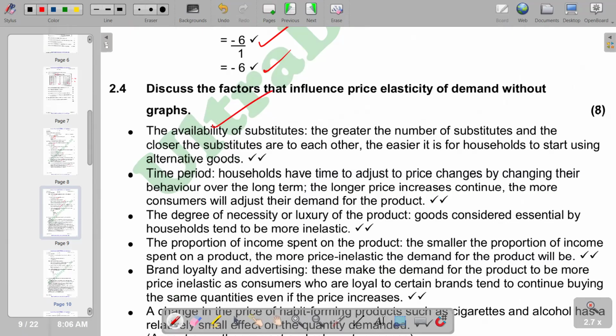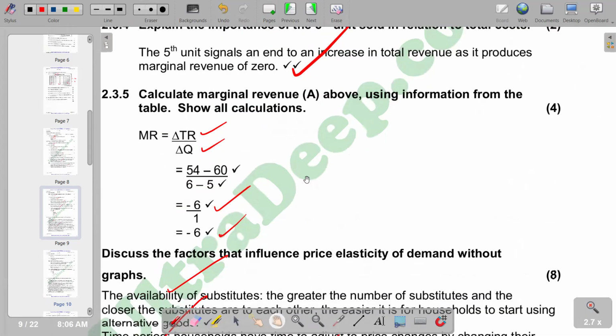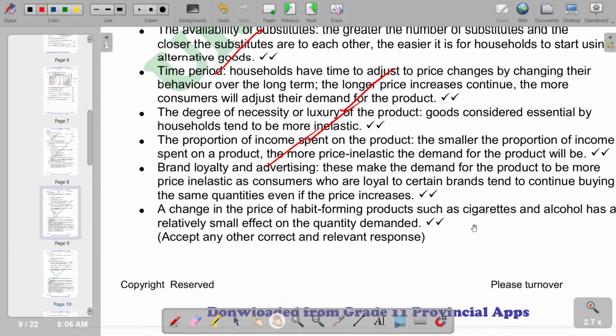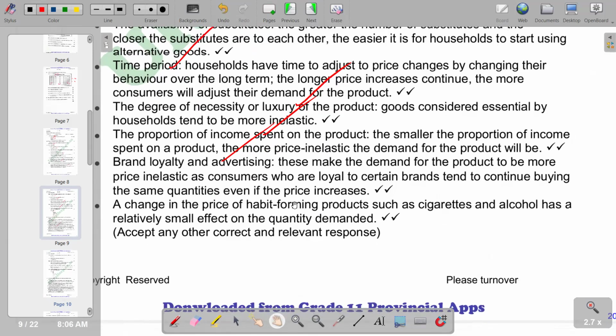And also we've got time period. We also have the degree of necessity or luxury of the product. We also have the proportion of income spent on the product. We can talk about brand loyalty and advertising in their explanations. So that's what we have. And then on the next part, a change in the price of habit-forming products such as cigarettes and alcohol has a relatively small effect on the quantity demanded. So that's the last part that we have.